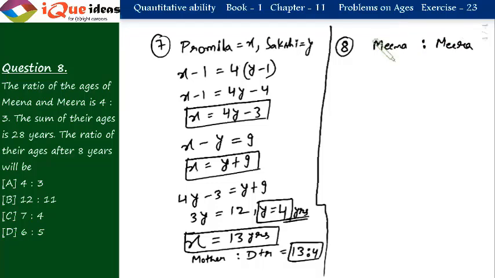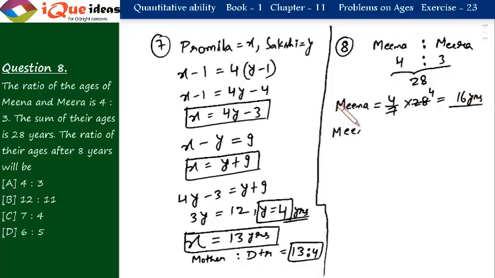The present ages of Meena and Meera are in the ratio 4:3, and the total sum is given as 28. So straight away you can calculate Meena's age would be 4 by 7 into 28. 7 cancels 28 4 times, so 4 into 4, 16 years. And Meera's age would be equal to 3 by 7 into 28. 7 cancels 28 4 times, so 4 into 3, 12 years. These are the present ages, right?